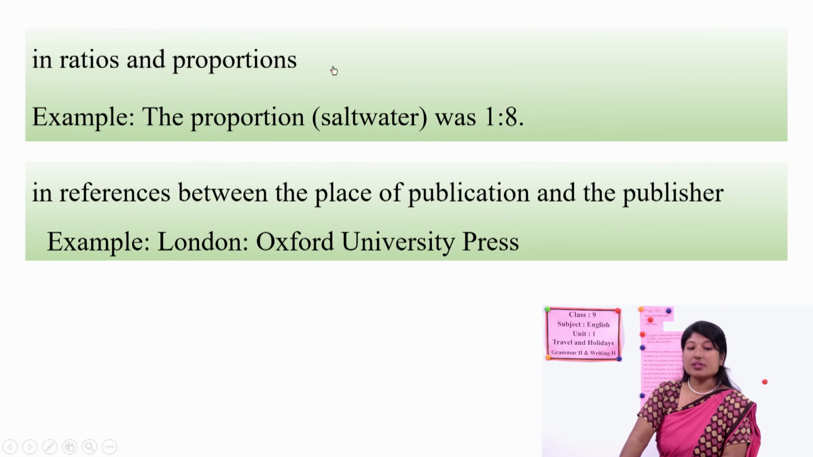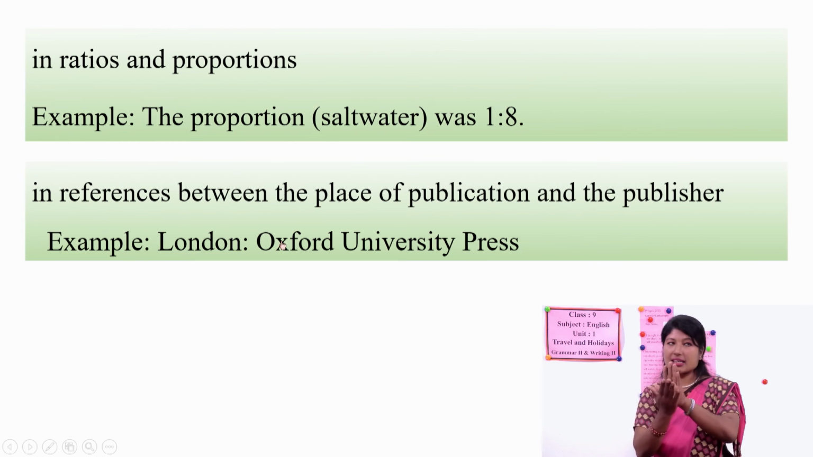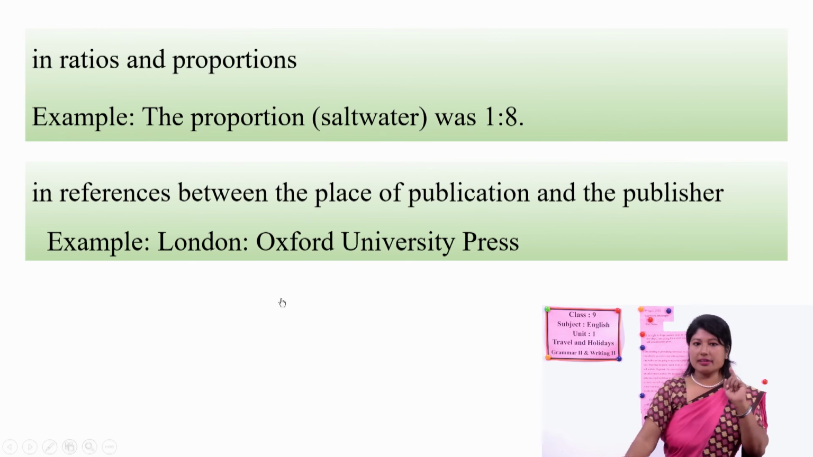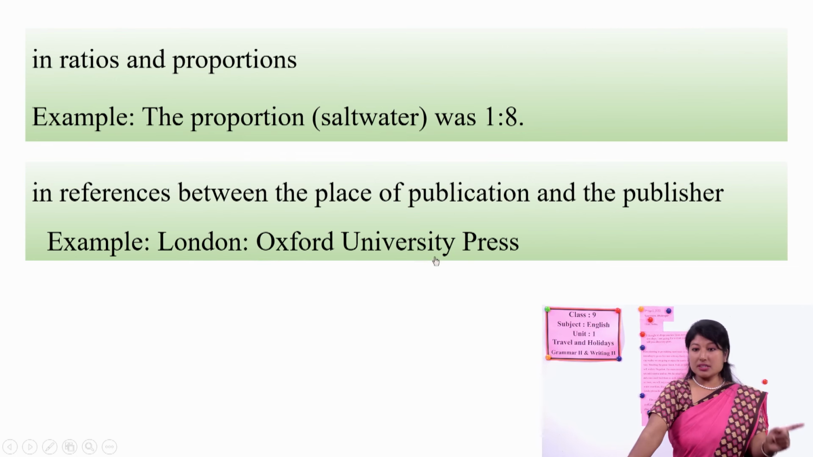In ratios and proportion, we use a colon. The proportion of salt to water was 1:8. So it shows the proportion. And the last condition is in references, between the place of publication and publisher. You can see the references at the end of books or some papers. While writing a reference, after the place name we use a colon before the publisher's name, right? London, and you can see colon, Oxford University Press.